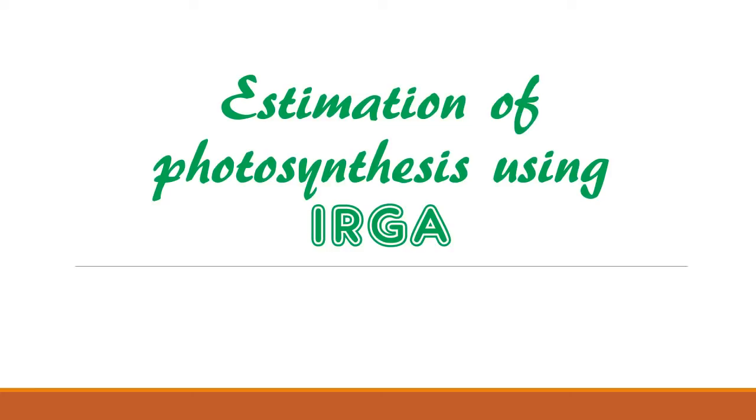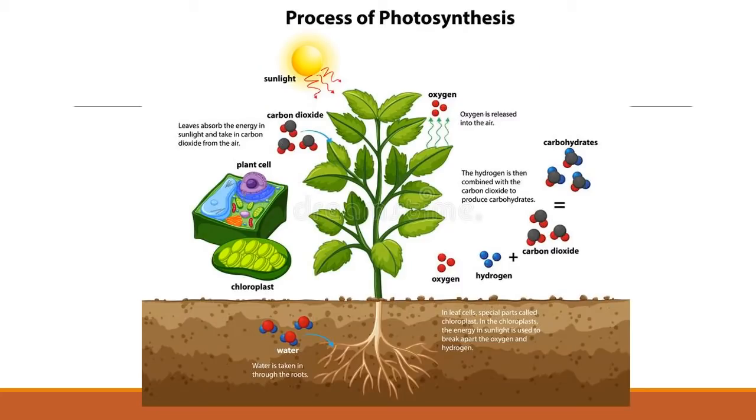Welcome to our practical class on estimation of photosynthesis using IRGA, that is infrared gas analyzer. This is the picture showing the process of photosynthesis. Photosynthesis takes place in a plant organelle called chloroplast.